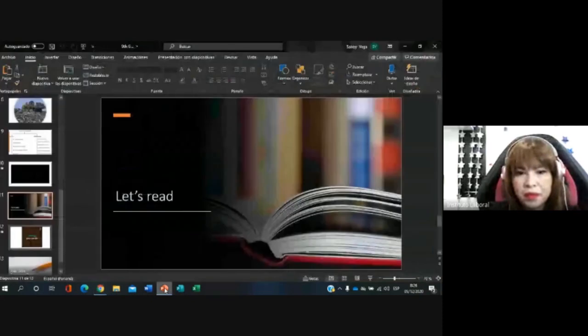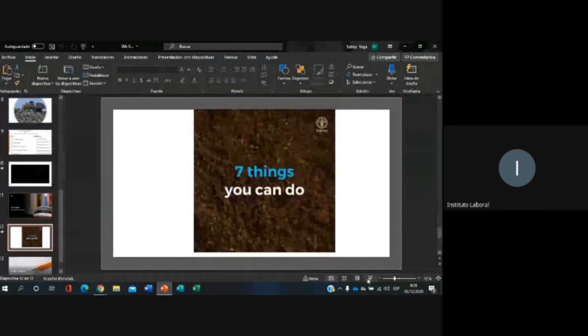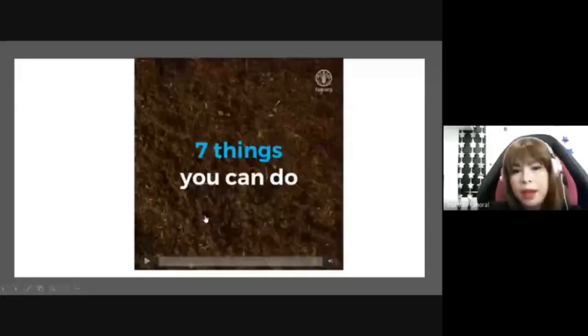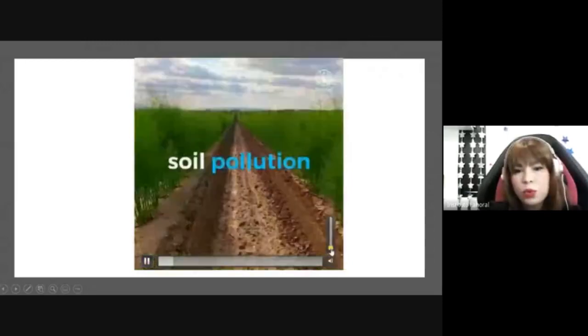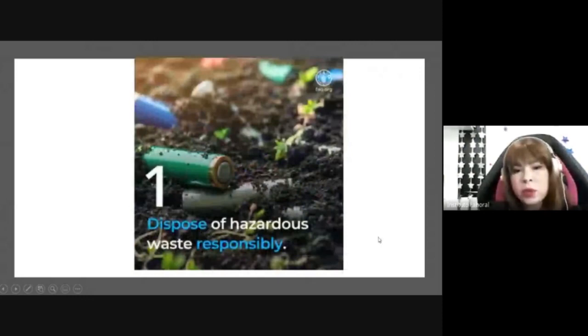Now it's time to read. Seven things you can do to help to stop soil pollution. Number 1, dispose of hazardous waste responsibly.